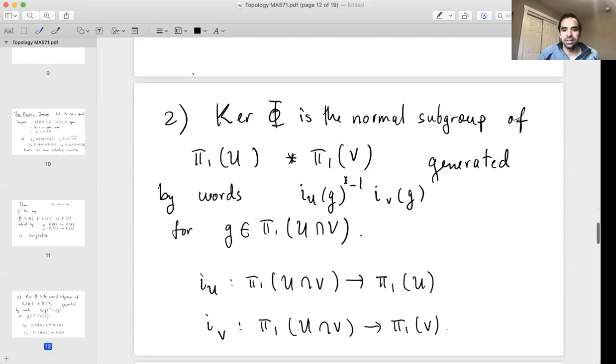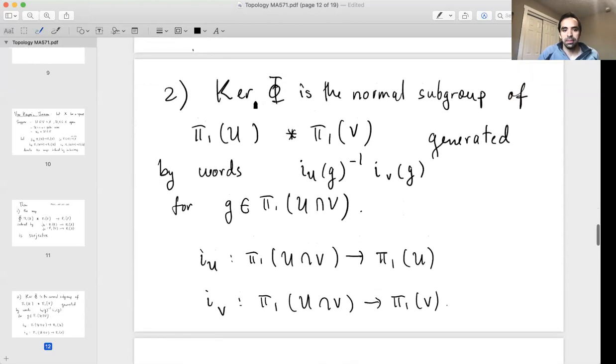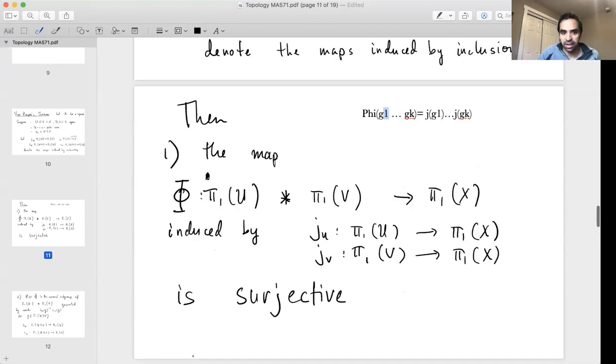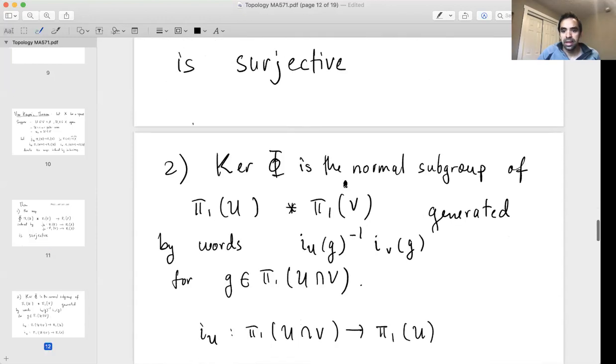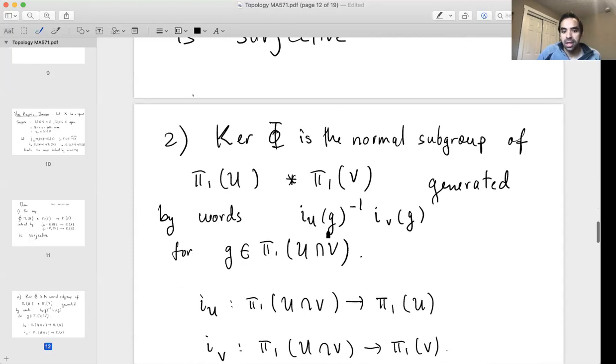The second statement is a description of the kernel of phi. Right, so the statement is that the kernel of phi, in other words, everything that gets mapped to the identity by this map phi, is the normal subgroup of this free product generated by the words. So these are certain words in this free product. So words i_U(g) inverse times i_V(g) inverse.